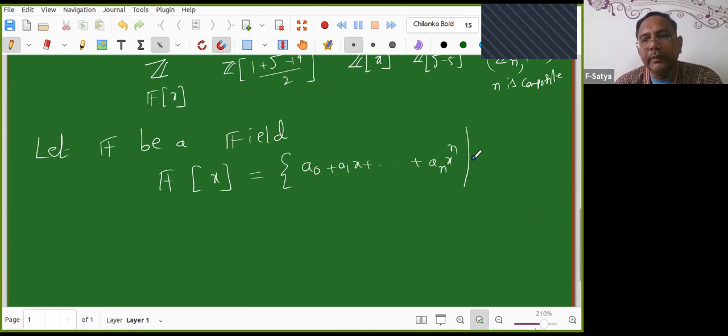So here, these n belong to natural numbers, and the a's belong to the field F, right? Yeah, and x is an indeterminate. So any questions here?